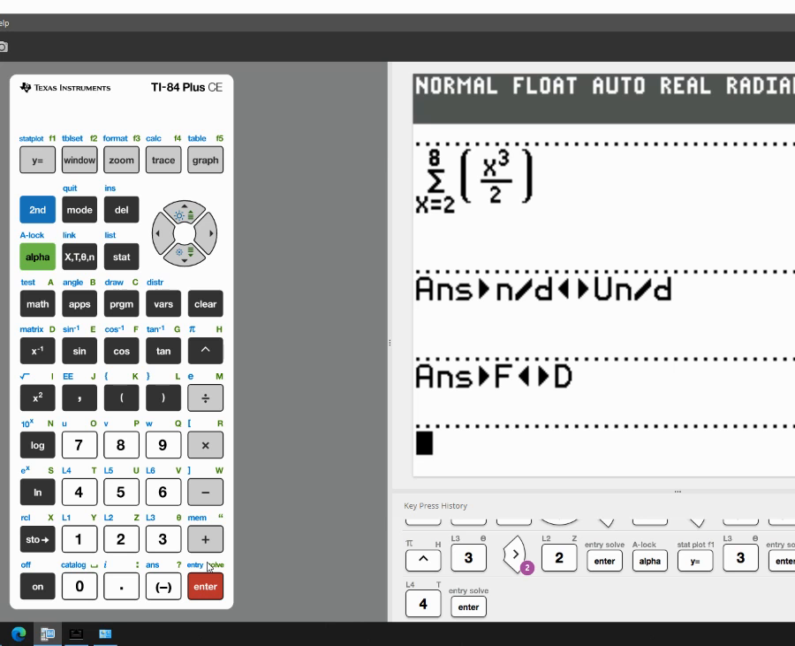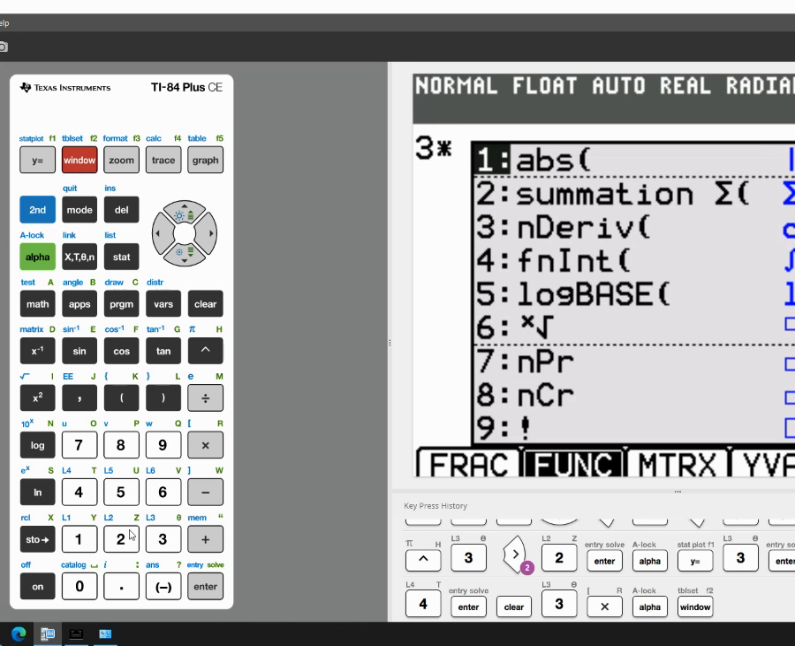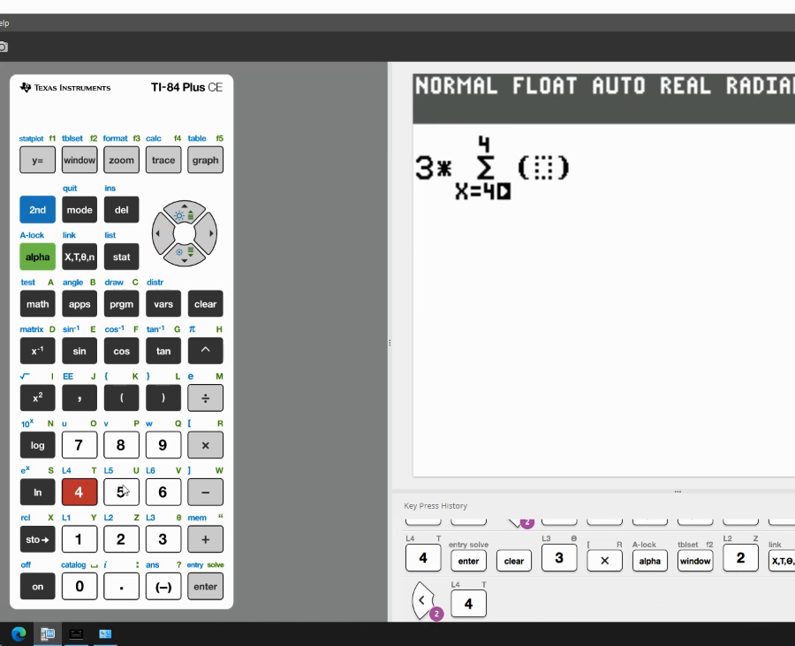Now, the trickiest one, I want you to go down to number 12. Let me show you why. Don't forget, number 12 has that 3 times out in front of it, right? So that's the first reason some people miss it. They forget to do 3 times. So do 3 times. Then go pull up your summation. Alpha window number 2. Assign your variable, x. We're going to do from the 4th term all the way to the 8th term.